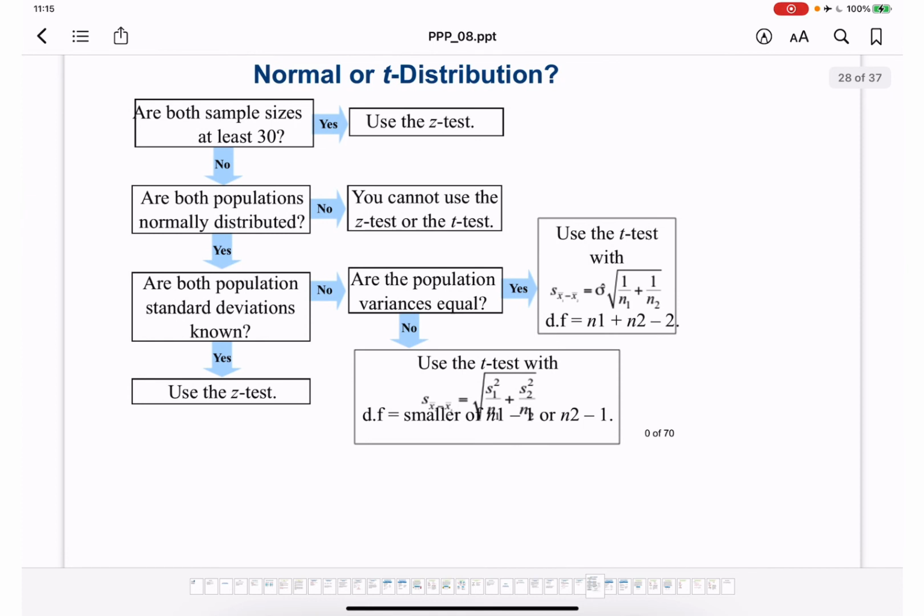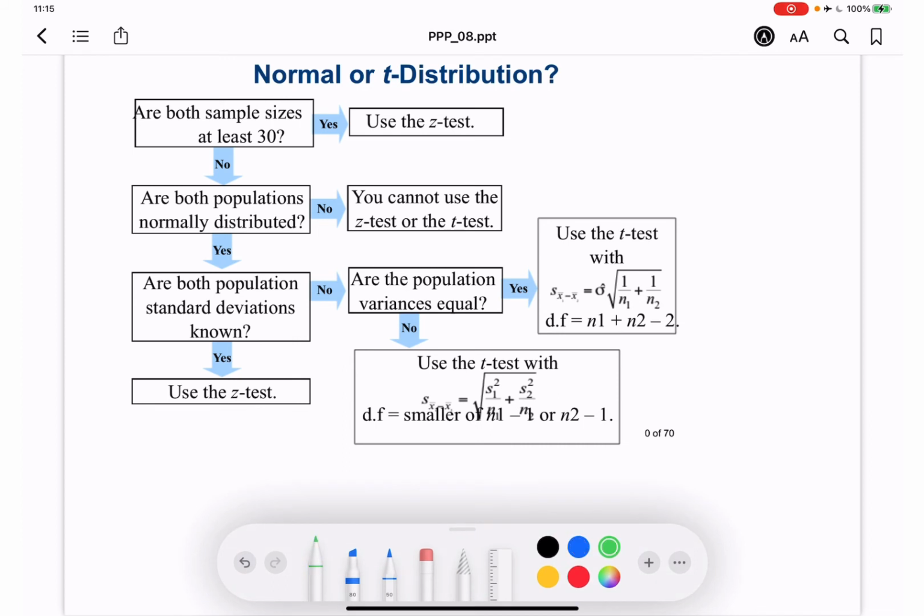So this is just a diagram showing how to figure it out, because when a word problem is given to you, it doesn't tell you to use the z-score or the t-score. You are the one who will figure it out, and here is the summarizing diagram of what to use, z-score or t-score. So we start with the sample size. Is it 30 or more?